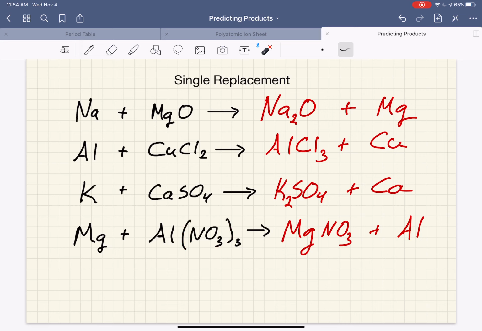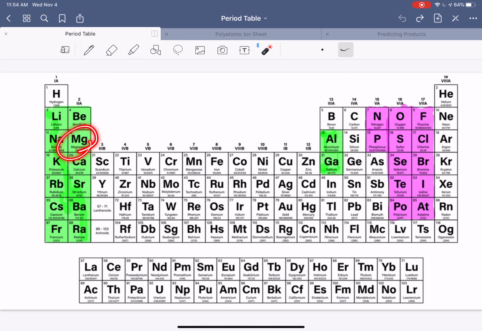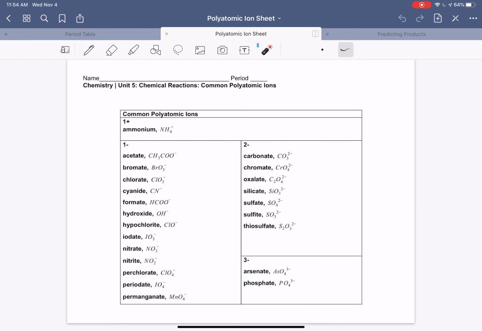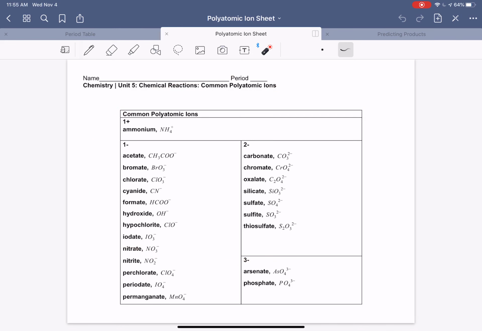We can use the charges to come up with the correct chemical formula. Magnesium is +2, and then nitrate is -1. Quick reminder, here's magnesium +2, and polyatomic ion sheet, here is nitrate -1. There is no other way to be able to identify what the charge is on these other than looking it up or memorizing it. You will not be required to memorize these for the test. You will get to use this polyatomic ion sheet on the exam.